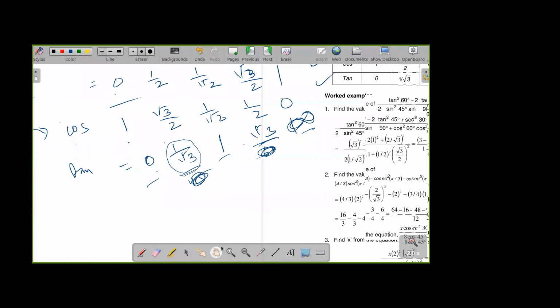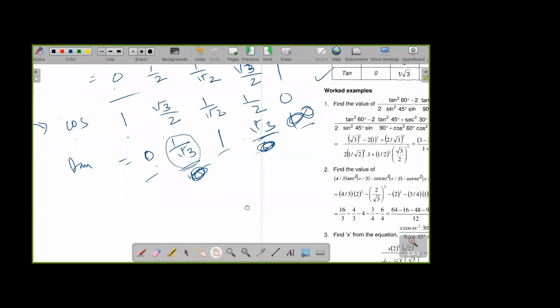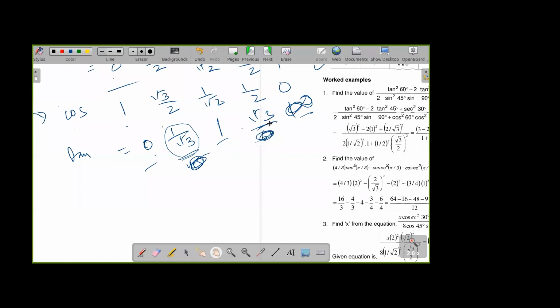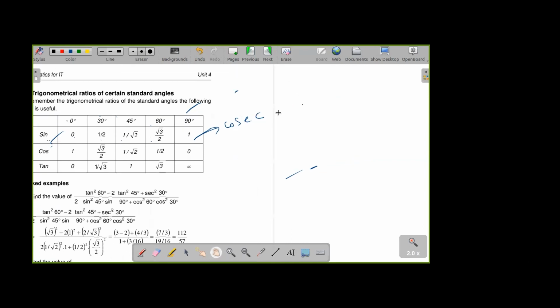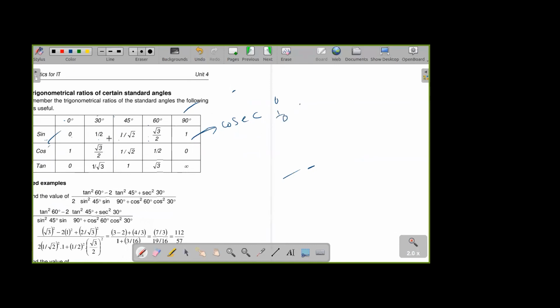Later on, if you want to find cosec, just do the reciprocal of sine: 1 by 0, 1 by 1 by 2, 1 by 1 by root 2, 1 by root 3 by 2. You got it? If I am to find cosec, I will write it like cosec 0 is 1 by 0. 1 by 0 is not undefined, it's infinity.